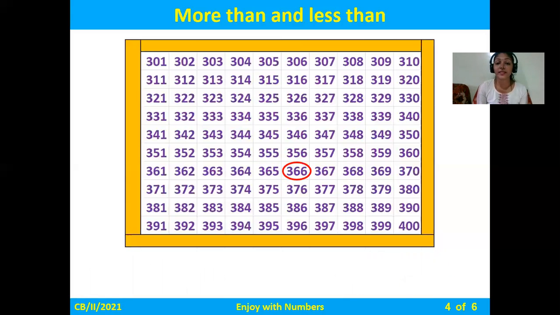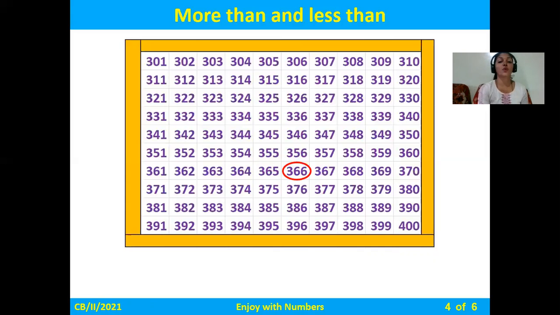Again, number 366 is marked. Now what is it this time? We have done one more and one less. So now let us learn 10 more and 10 less. Just compare. When I said one more, one less, we changed the ones place. That means one less in the ones place or one more in the ones place. Now we are learning 10 more and 10 less.